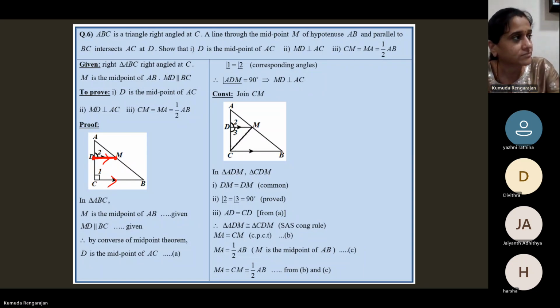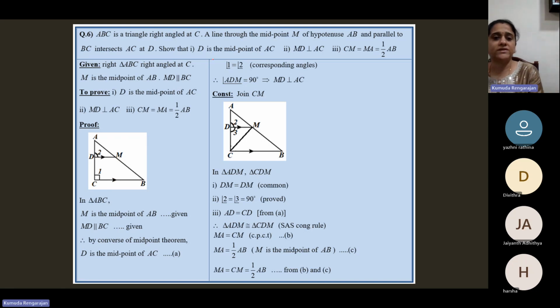What is M? What is AB? Hypotenuse. What about M? Midpoint of the hypotenuse. And what is MD? It's a line through the midpoint M, and it meets AC at D. And MD is parallel to CB or BC. All this is given. Okay. Show that D is the midpoint of AC.